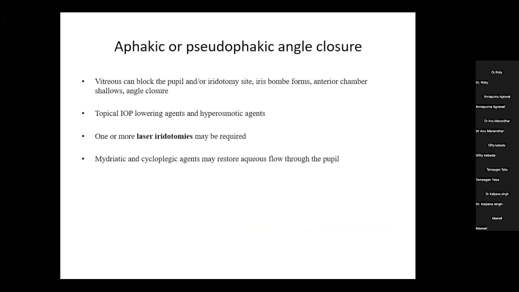In case of aphakic and pseudophakic people, the vitreous can block the pupil or the iridotomy site, which results in iris bombe, anterior chamber shallowing, and angle closure. Topical IOP lowering agents and hyperosmotic agents are given to control the intraocular pressure. We may need laser iridotomies, more than one. Mydriatic and cycloplegic agents may restore the aqueous flow through the pupil.